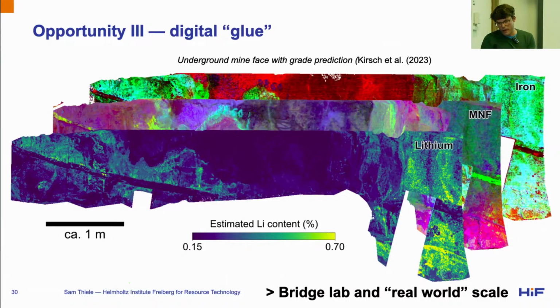And we're able to go there and acquire a hyperspectral image of the mine face and actually turn that into a prediction of the lithium grade. You need to be a bit careful about which problem you choose to do this with, but there's a lot of things that it could be really, really useful for.